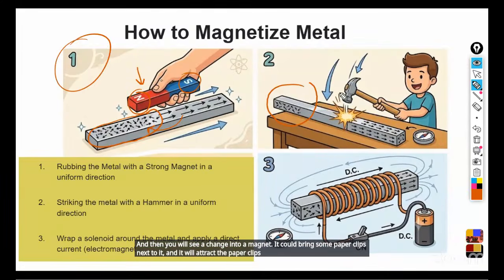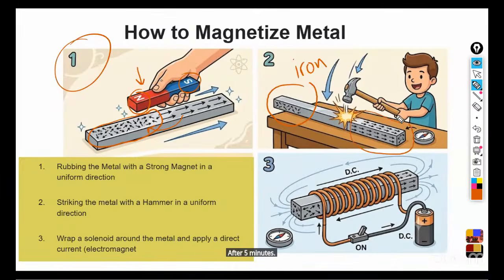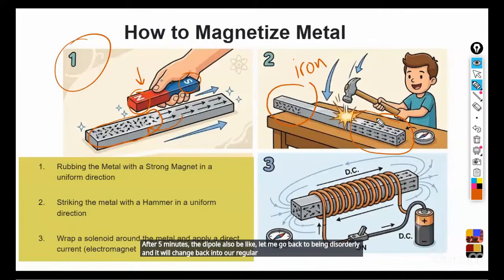But once again, if you use iron to do this, after 5 minutes, even though initially the dipoles will face in one direction, they will be like, let me go back to being disorderly. And it will change back into a regular boring piece of what? Iron.